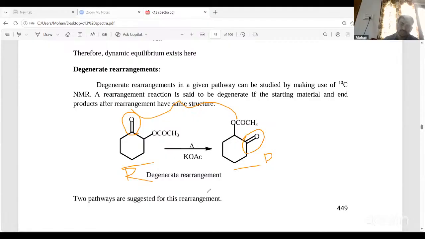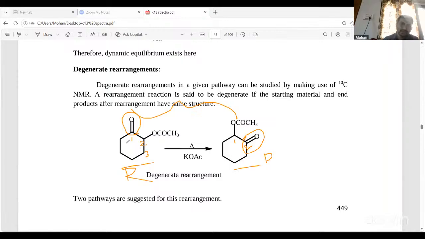Okay, the position of the carbonyl is going to change. For better understanding, you can label this carbonyl. For example, this is three, right? Now see, there is one, there is a two. So what is happening here?